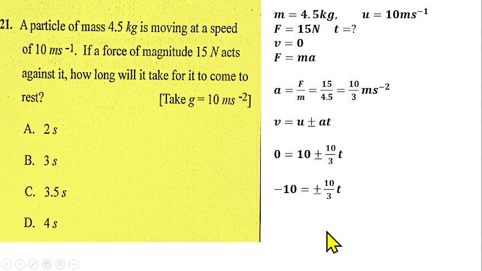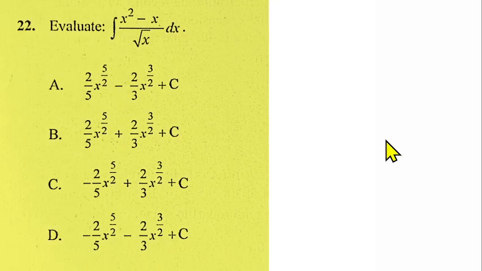From there we can cross multiply, or multiply both sides by 3, so that we have minus 30 equals plus or minus 10t. In this case if you have a minus 10 here, I can neutralize this minus, so our t will be equal to 30 divided by 10, that gives us 3 seconds as the time, which is option B. Question number 22 is from integration.